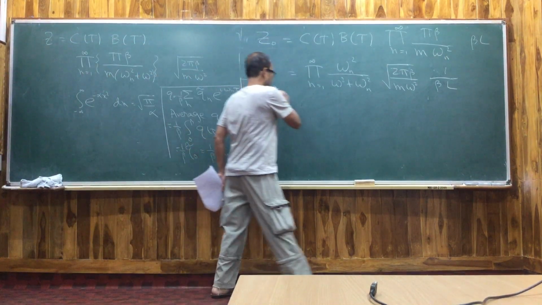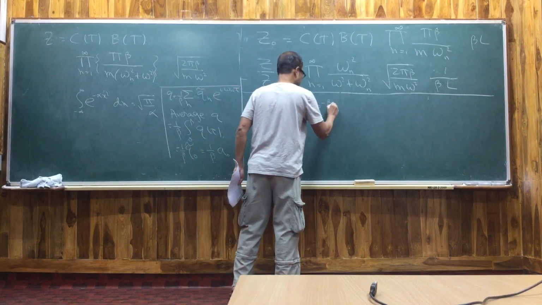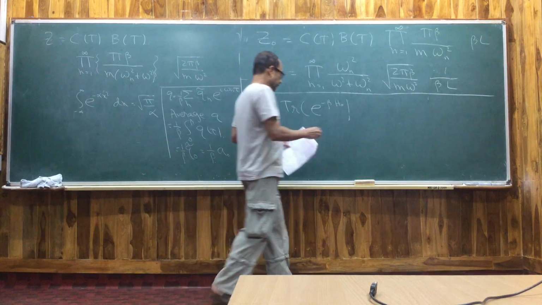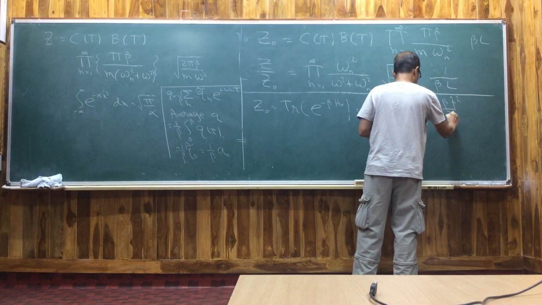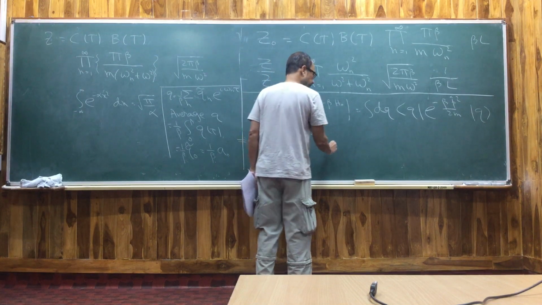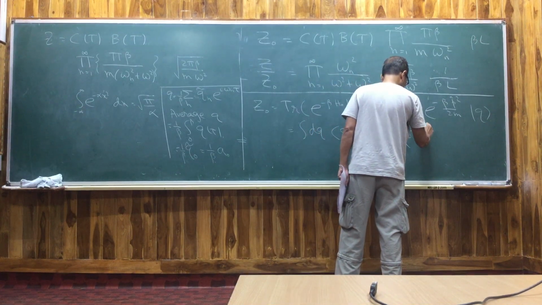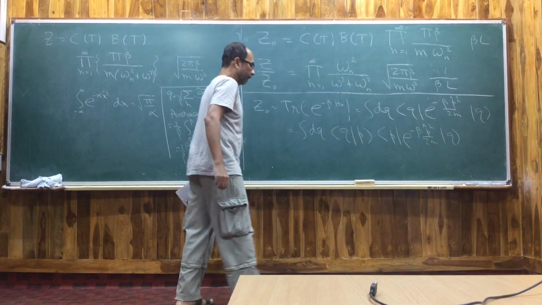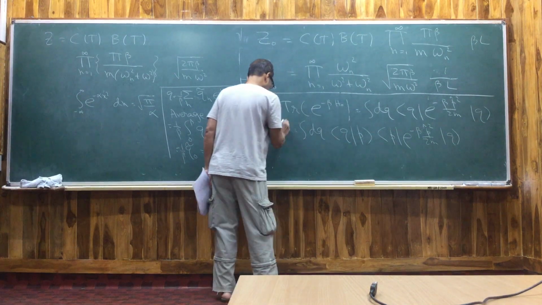Okay, now we calculate Z0. So Z0 is the trace of e to the minus beta H0. This is a free particle Hamiltonian, with Q restricted to a box. So this is the integral dq, <q| e to the minus beta p hat squared by 2m |q>. So I can write this as integral dq <q|p> e to the minus beta p hat square <p|q>. But now because p is an eigenstate of this operator, I forgot the integral dp by 2 pi.